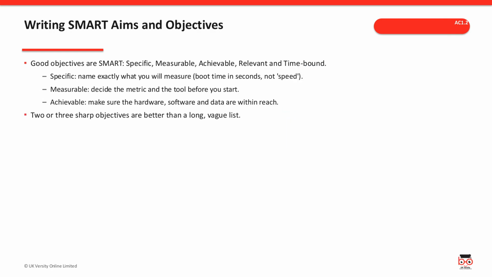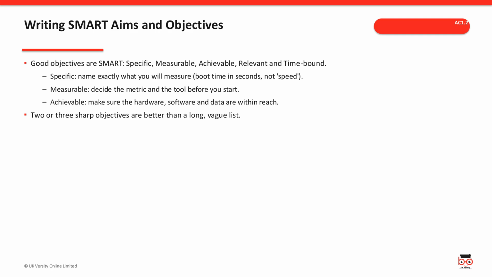When you write objectives, aim to make them SMART. That's specific, measurable, achievable, relevant, and time-bound. Specific means naming exactly what you'll measure. Boot time in seconds rather than a fuzzy word like speed. Measurable means deciding your metric and your tool before you start. And achievable means checking the hardware, software, and data are genuinely within reach.